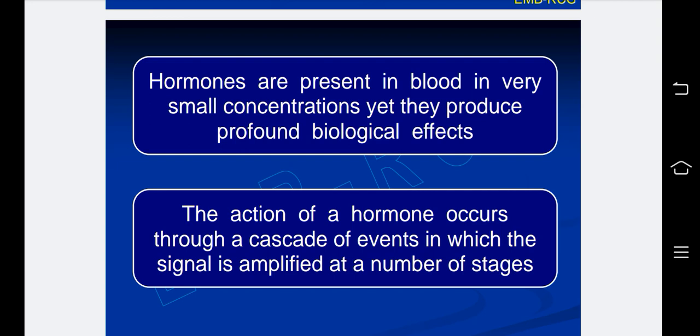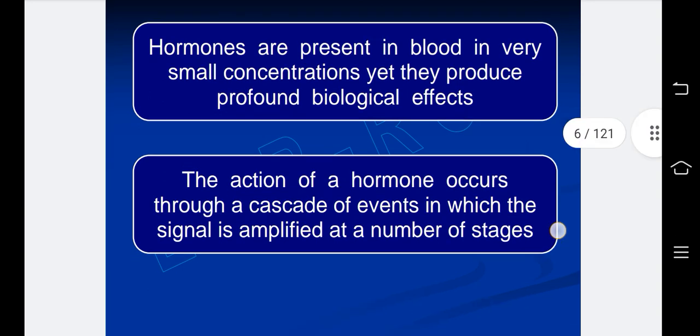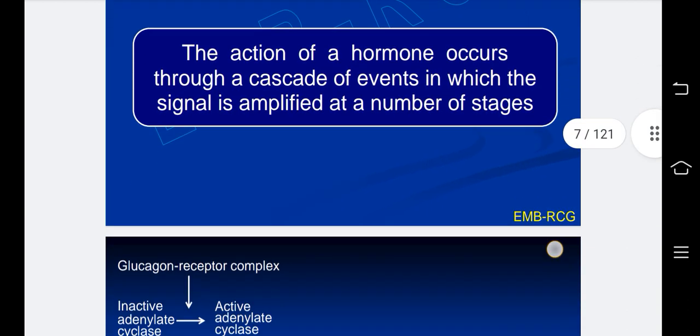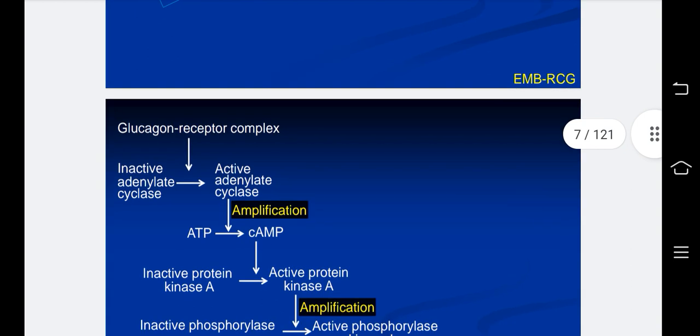Hormones are present in blood in very small concentrations, yet they produce profound biological changes. The action of a hormone occurs through a cascade of events in which the signal is amplified at a number of stages. So, the glucagon receptor complex is there. Inactive adenylate cyclase turns into active adenylate cyclase. Then ATP is turned into cAMP.